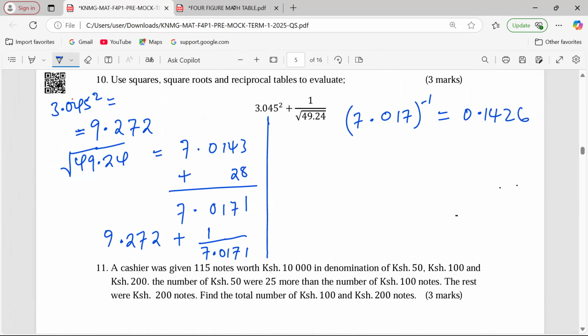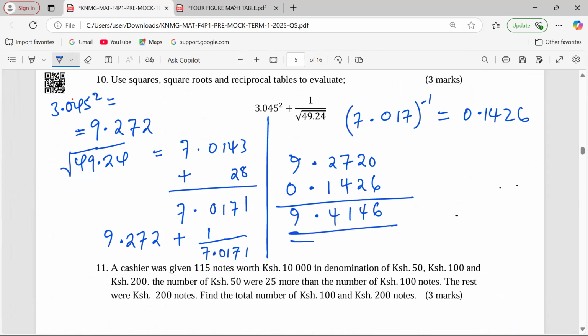So at this point now we will talk about 9.272 and we add 0.1426. So this is 6, 4, 1, carry 1, 4. This is going to be 9. So the answer is 9.4146. That is the final answer.